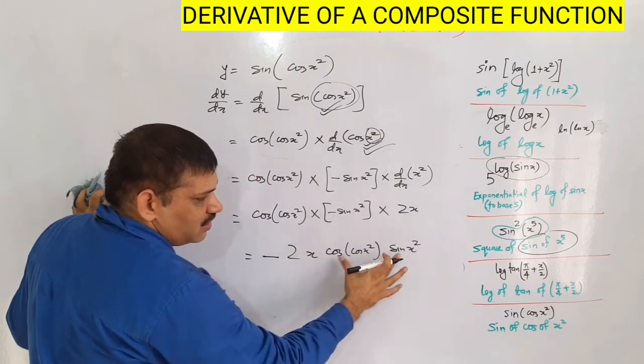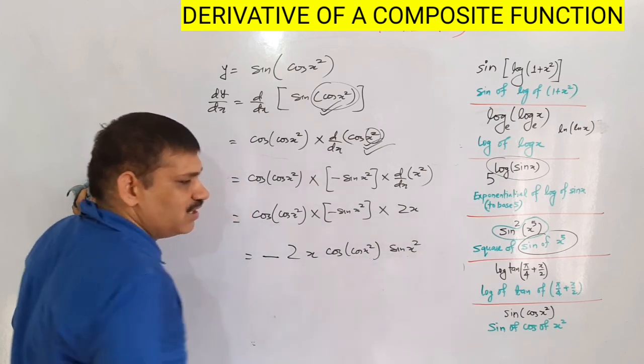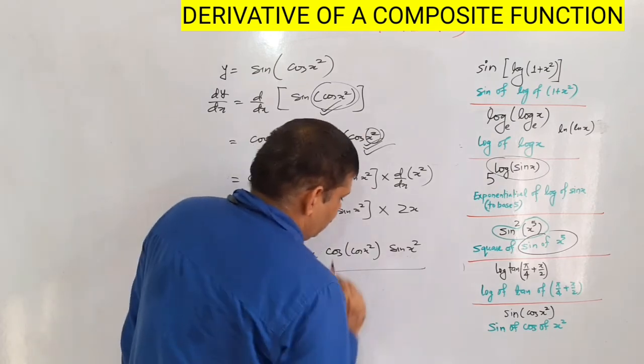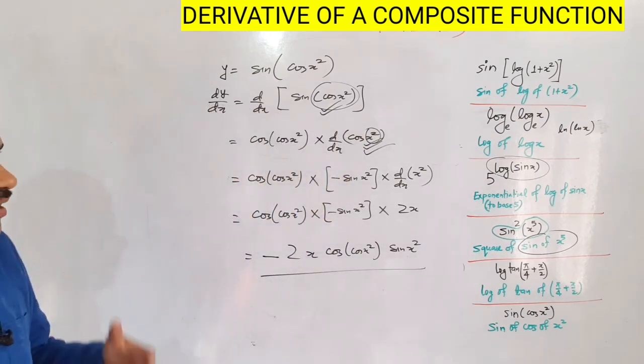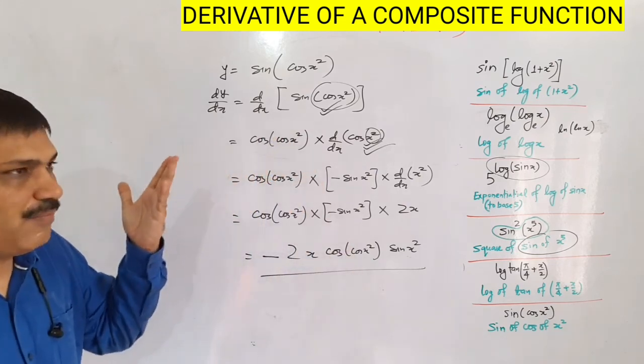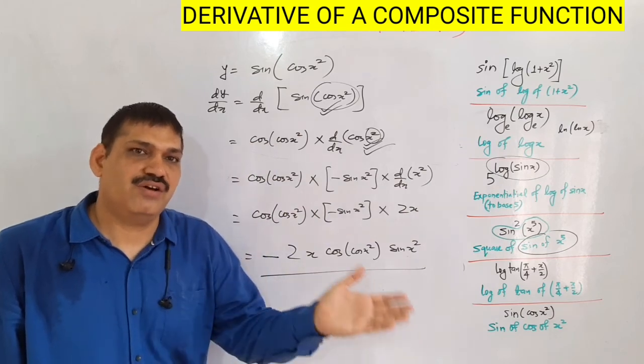Here we have cos theta and sin theta, but here the arguments are different. Here the argument is cos x square and here the argument is x square. So 2 sin theta cos theta will not work. So this is the final answer. I hope it is clear how to apply the chain rule. And mind it, we will always apply the chain rule whether it is needed or not.